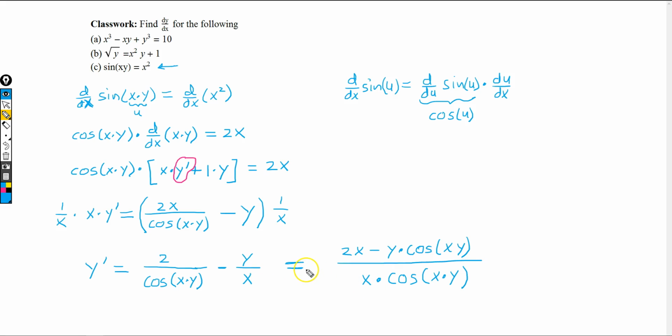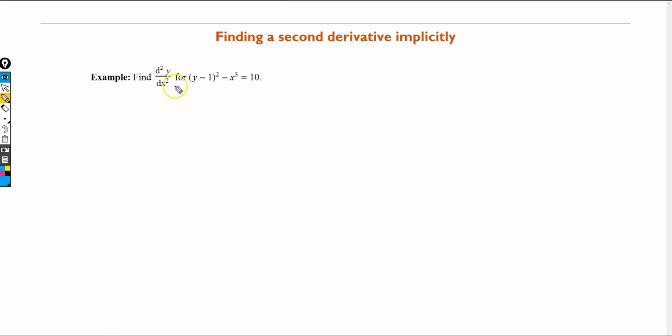Alright, now let's take a look at finding a second derivative implicitly. So in this example, we want to find the second derivative of y with respect to x given this equation. So to find the second derivative, we have to first find y prime, the first derivative. Well, we need to differentiate each side with respect to x. Now this side of course is 0.